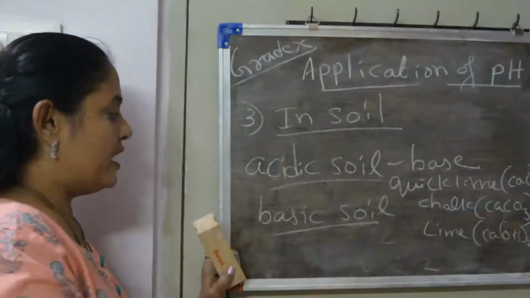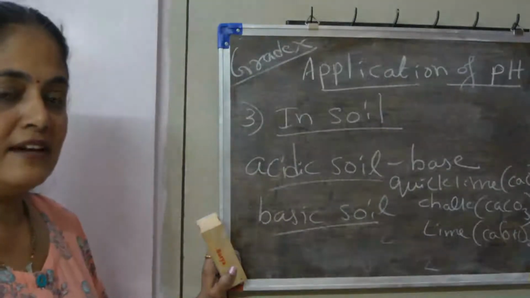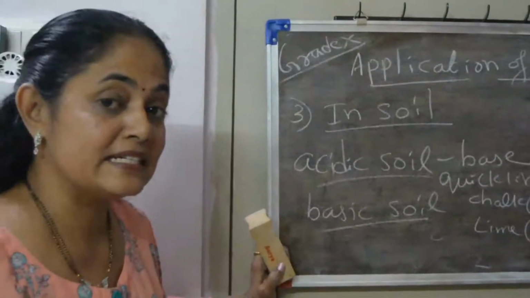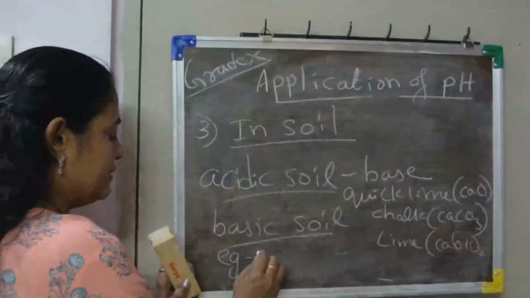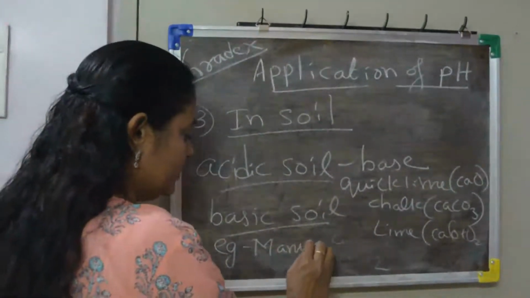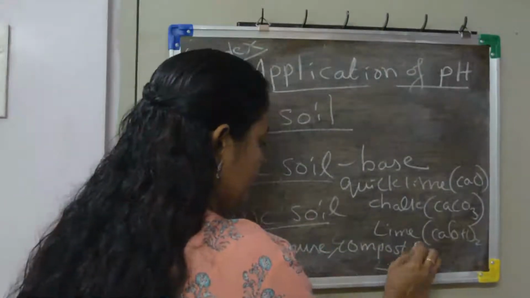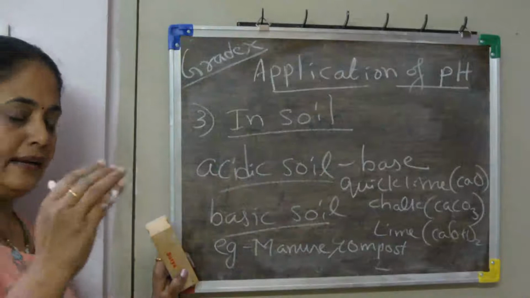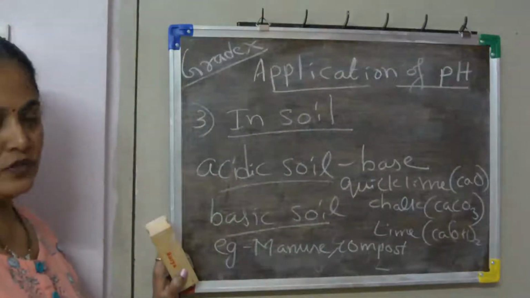Fine children. Now coming to basic soil. If the soil is basic, we have to neutralize it by adding certain acid. What do we have to add? We have to add manure in the form of compost. These are all acidic in nature and definitely they will neutralize the basic soil. So these are the two ways.